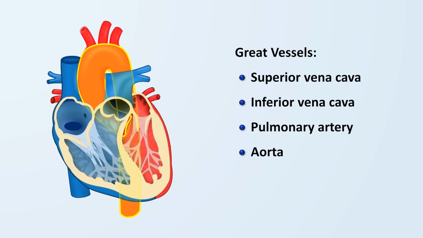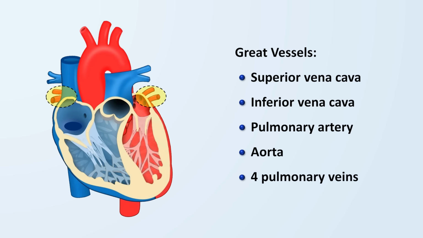It's often divided into 4 parts: the ascending aorta, which then loops up and posteriorly into the aortic arch, which continues downward and becomes the descending thoracic aorta, coursing posterior to the heart. And once the aorta crosses below the diaphragm, it's known as the abdominal aorta. And last, the 4 pulmonary veins, which bring blood from the lungs to the left atrium.